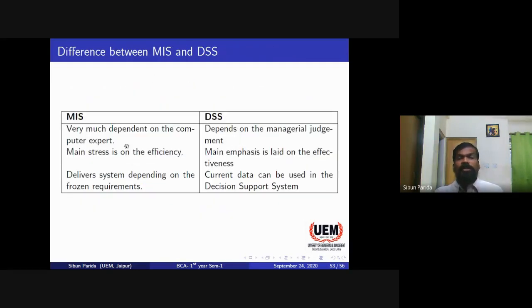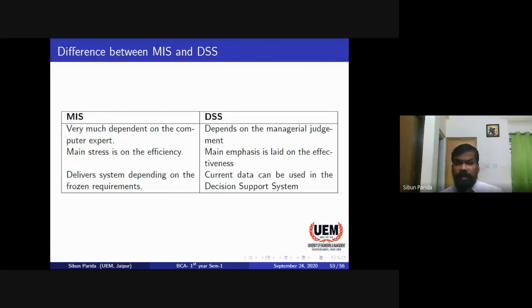Now, what is the difference between the management information system and the decision support system? Management information systems are very much dependent on the computer expert, whereas decision support systems are dependent on managerial judgment. Whatever the manager has to say or decide, they have to follow. That is the decision support system.